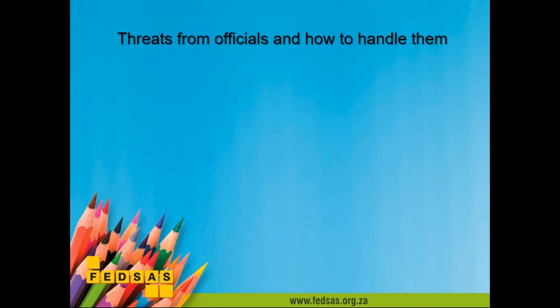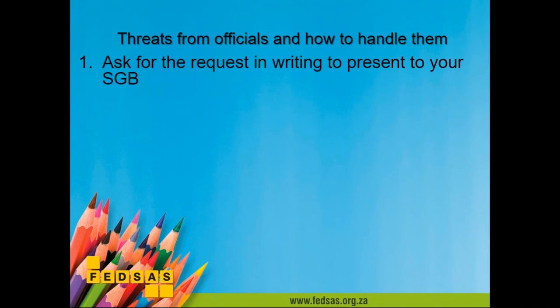Okay, the threats from officials and how to handle them. Just up front, we need to be aware of how we're going to look at those things. Ask for the request to be put in writing. So when the department official sends you a letter and says, I need this in this format because you're the principal of the school and you need to send it through, or you're the administrator, or you're employed by the department, you have to do it, ask them for the request in writing so that your governing body can consider it.